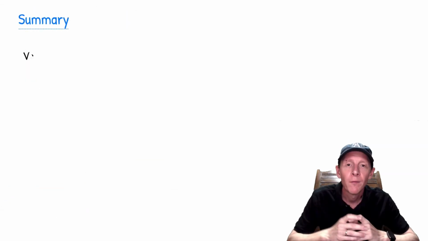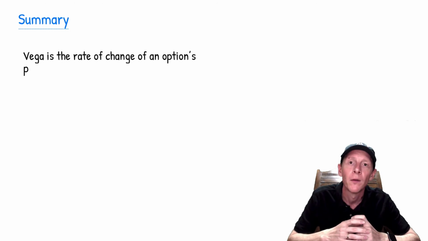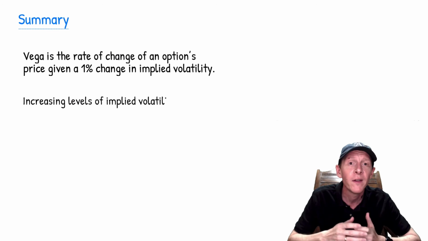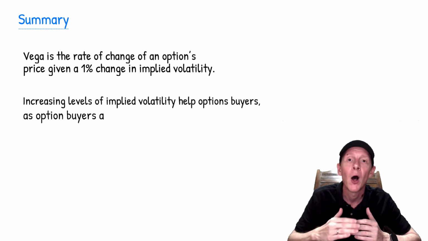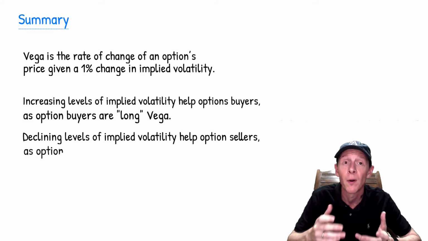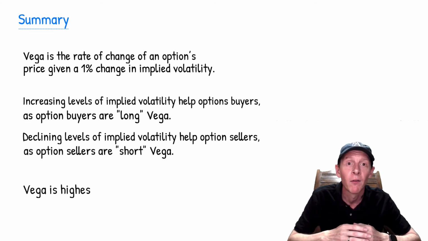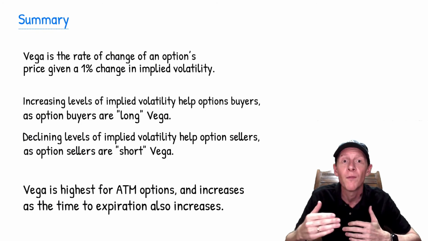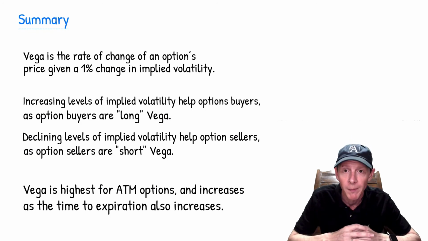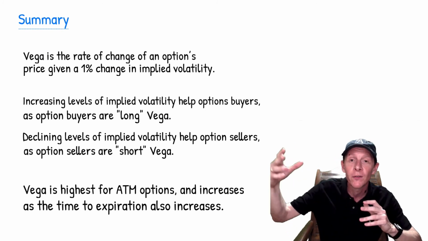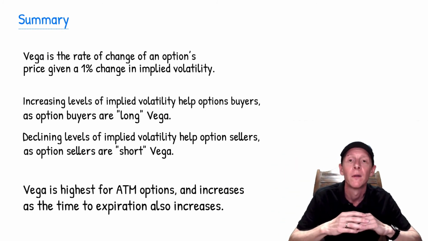In summary then, Vega is the rate of change of an option's price given a 1% change in implied volatility. Increasing levels in implied volatility help option buyers, as option buyers are long Vega, and this boosts option prices. Declining levels of implied volatility help option sellers, as option sellers are short Vega, and this deflates option premiums. Vega is highest for at-the-money options and increases as the time to expiration also increases.